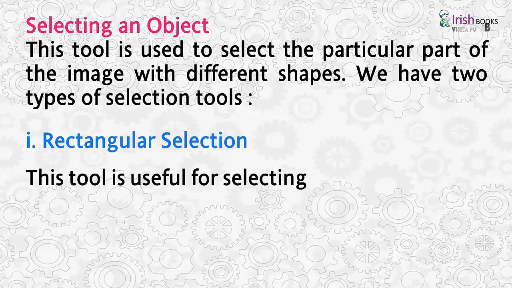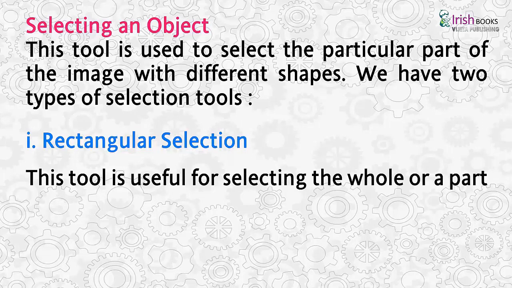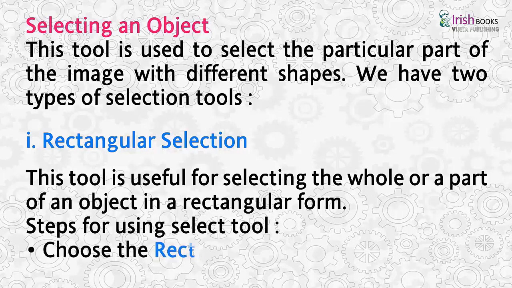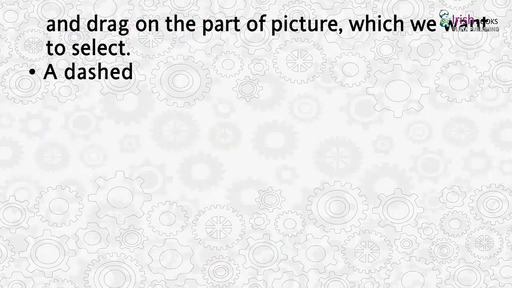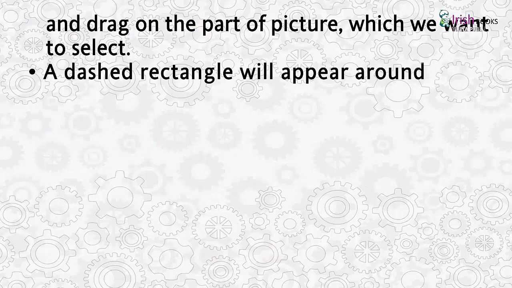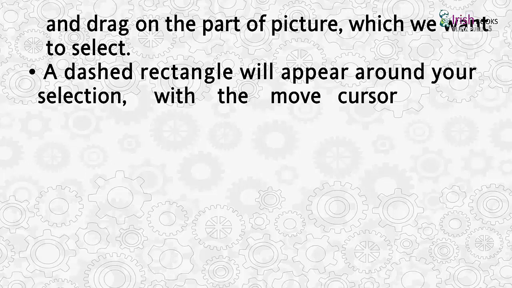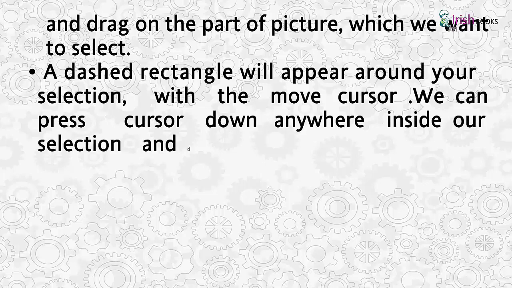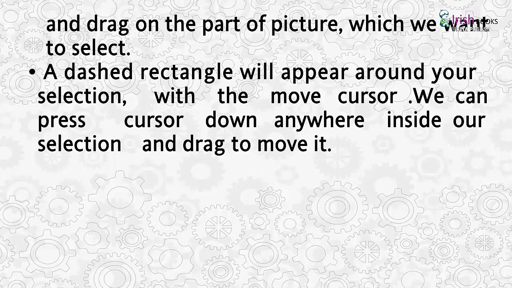Rectangular selection. This tool is useful for selecting the whole or a part of an object in a rectangular form. Steps for using the select tool. Choose the rectangular selection tool. Click and drag on the part of the picture which we want to select. A dashed rectangle will appear around your selection. With the move cursor, we can press this cursor down anywhere inside our selection and drag to move it.